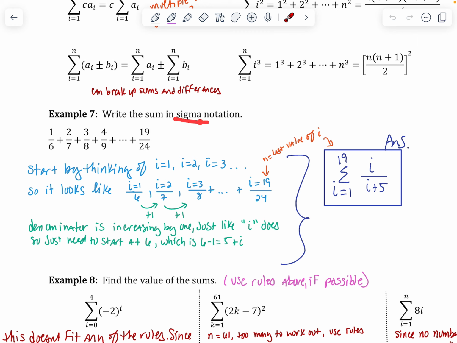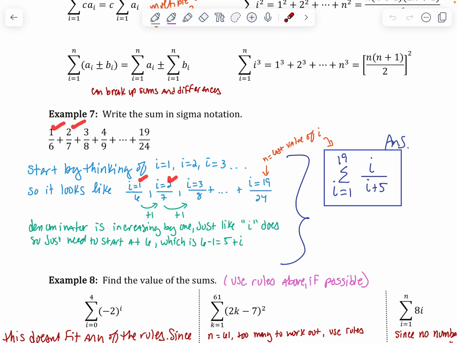First, let's look at example 7. You're asked to write the sum in sigma notation, right? That capital Greek letter S is our sigma symbol, where we're going to have i equals, what do we start with, what do we end with, and what are we doing to those? So as I look at this particular pattern, generally we start with i equals 1 and we go up to some final number.